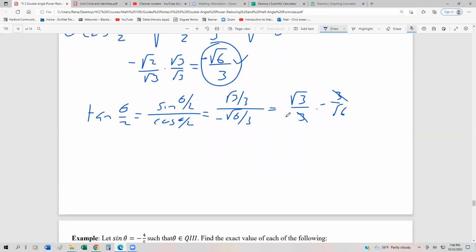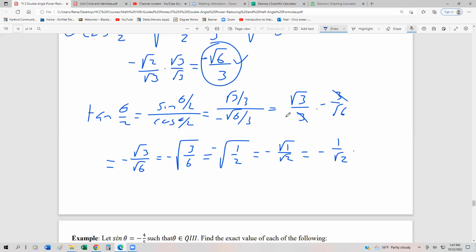Those cancel out. We would have negative square root of 3 over square root of 6. Because they have the same index on the radical, we could just write it as one bigger radical. This simplifies into the opposite of 1/2, which simplifies into the opposite of root 1 over root 2, which is the opposite of 1 over root 2. And then if we rationalize it, that just gives us negative square root of 2 over 2.